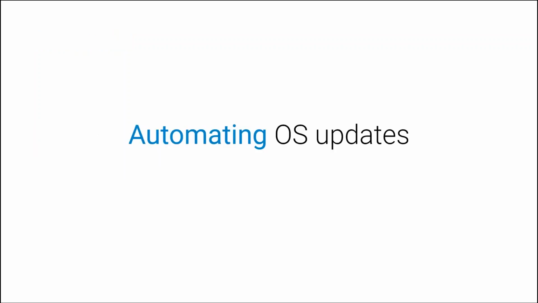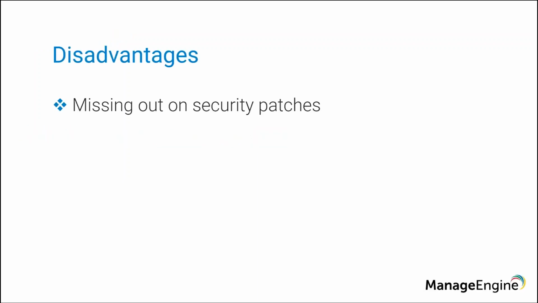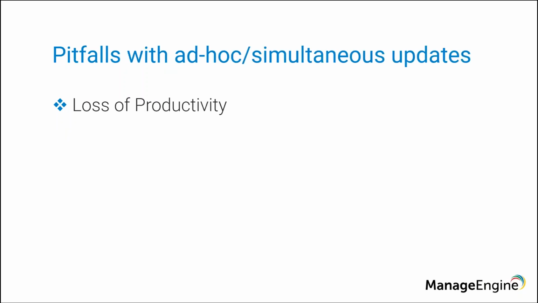The last part would be the bare metal provisioning, or something like automating your OS updates, since mobile devices do come with the OS installed in them. So first, we would take a look at what the disadvantages are. You'd be missing out on some serious security patches every 3 months, if I would say Android releases a security patch. And older OS versions tend to get slower with time, so you'd have to update to the latest OS version so that the processing speed would be matched.